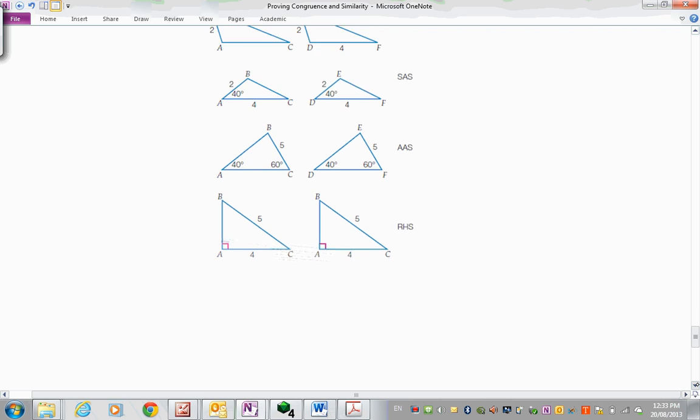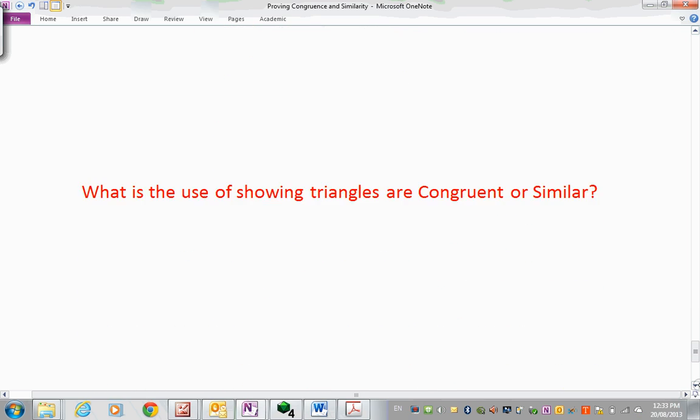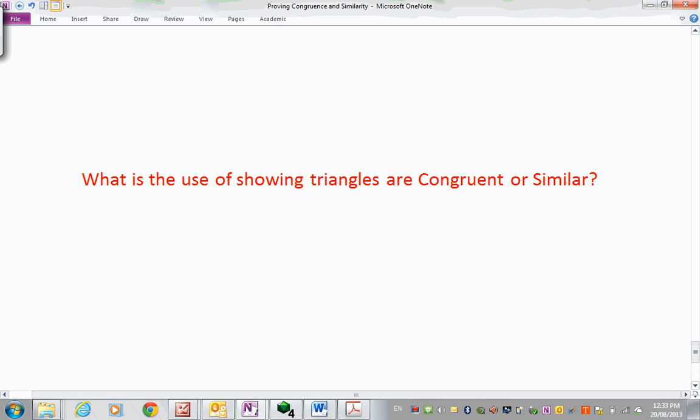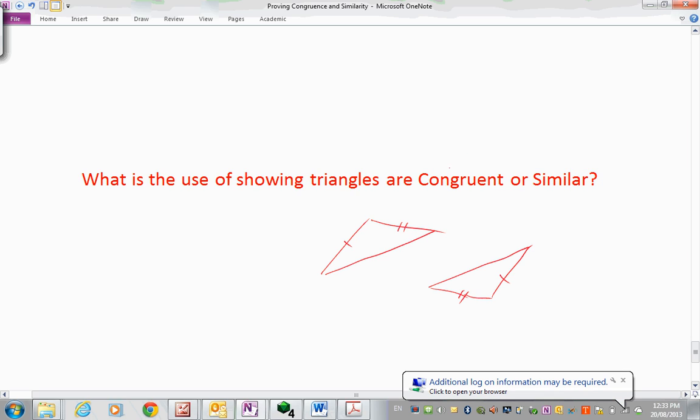Let's go on and have a look at a question. Here's my question: what is the use of showing triangles are congruent or similar? Well, we've seen a big use, and that is, if you have a matching triangle, if you're able to show that 2 triangles are congruent, let's do another one over here, written the other way, and we match up sides, and so let's say, what's that one? That one. Those 2 are equal, and these 3 are equal down here.